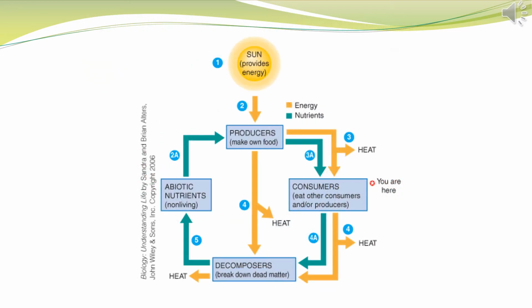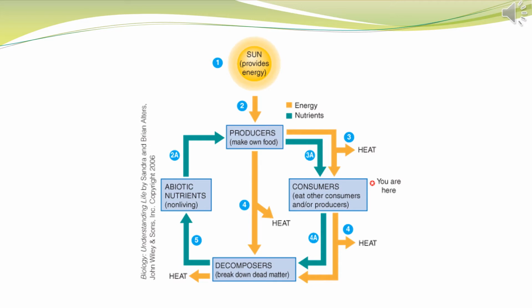Here's a diagram which displays the methods by which producers, consumers, and decomposers take in nutrients and energy. Producers take in their energy from the light of the sun, and they gain their nutrients from non-living materials, which in the case of plants would be the soil that they're planted in. Consumers, of course, eat other consumers and or producers, and that's where they obtain both their energy and their nutrients. And decomposers are essentially the same way.